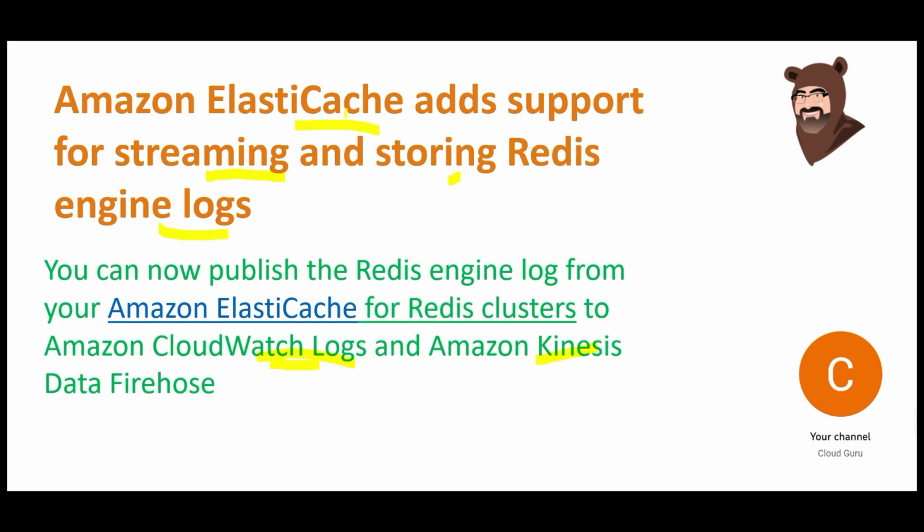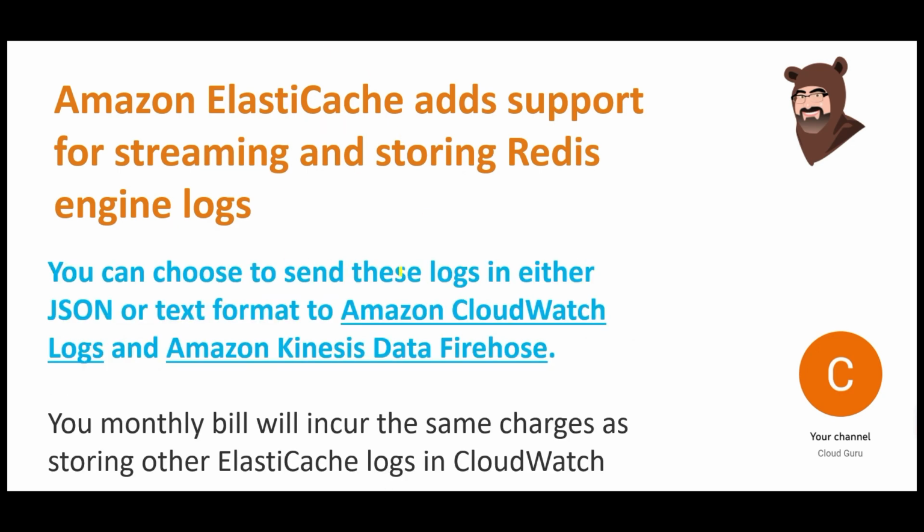So in the certification exam, if you get scenarios where ElastiCache is sending logs to the CloudWatch logs, this is absolutely possible. And even to Kinesis Data Firehose, that is also possible. Remember, this is not Kinesis Analytics, this is Data Firehose. And in what format you can send these logs? You can send these logs in JSON format or text format to both CloudWatch and Kinesis Data Firehose, and in your monthly bill you will incur the same charges as storing other ElastiCache logs in CloudWatch. The charges are the same.